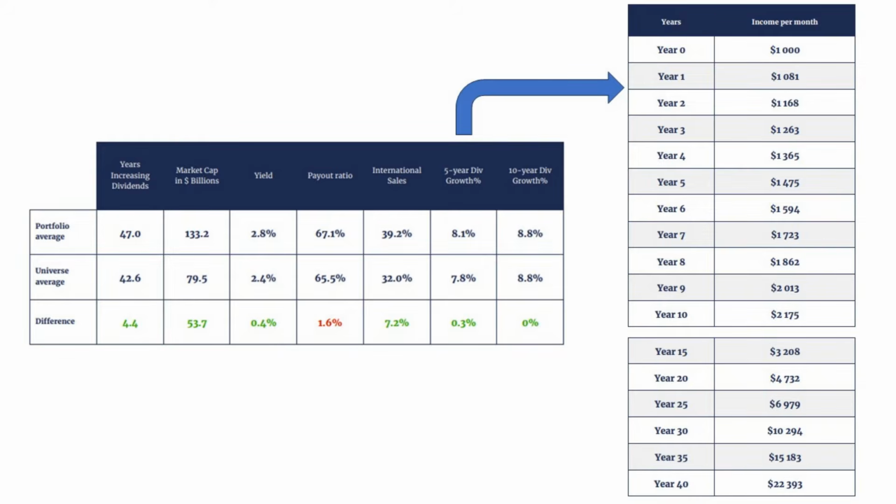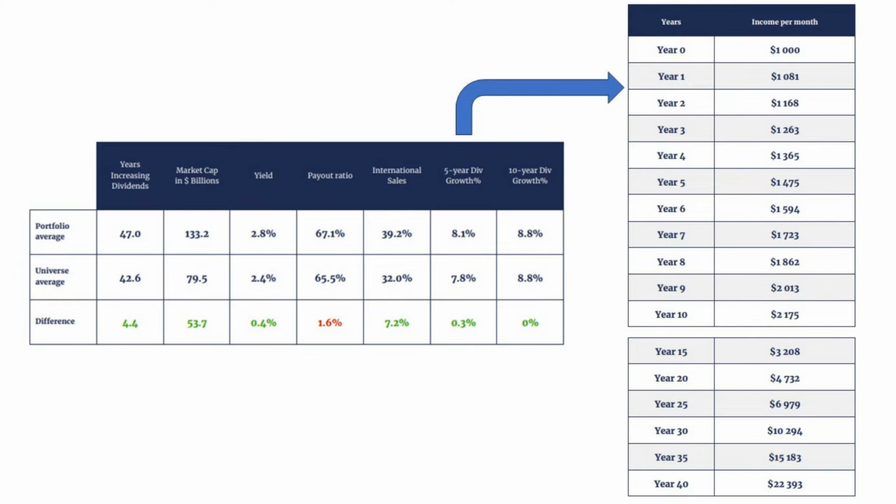Across the 7 factors we use in our strategy, years increasing dividends. This is remarkable. So the average company, out of 30 companies we're holding, the average company has increased their dividend for 47 years in a row. And then you can read to the right of that.